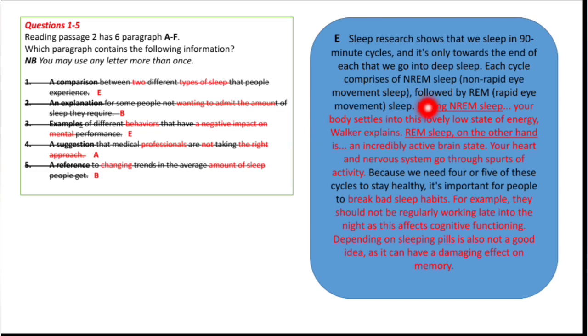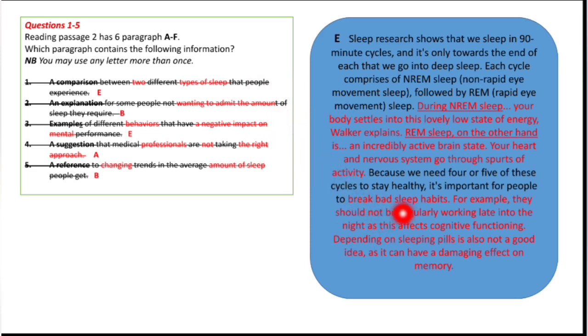During NREM sleep, your body settles into this lovely low state of energy, Walker explains, right? So this is one type of sleep. And REM sleep, on the other hand, is an incredibly active brain state. Your heart and nervous system go through spurts of activity. So here they're having a comparison between two types of sleep. That's why we're choosing this as an answer, a comparison between two different types of sleep that people experience, okay? And from this point, we have got the answers of the third question.